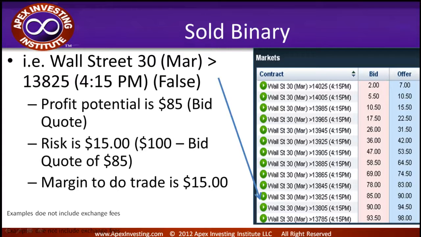Now, if we think the Dow is going to go down, we could sell a binary, and we could sell, say, the Wall Street 30 March contract greater than 13,825 at 4:15 p.m. Eastern Time. If we sell, we're saying the statement is false, that it will not be greater than 13,825. When we're selling, the bid column actually shows us our profit potential. Remember, when we're buying, the offer column shows us our risk, but when we're selling, the bid column shows our profit potential. So since the quote is 85, that means we could make $85 on the trade, and our risk would be $100 minus the quote of 85, or $15. Therefore, the margin to do the trade would be $15.